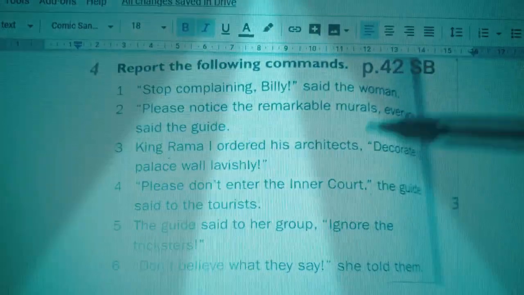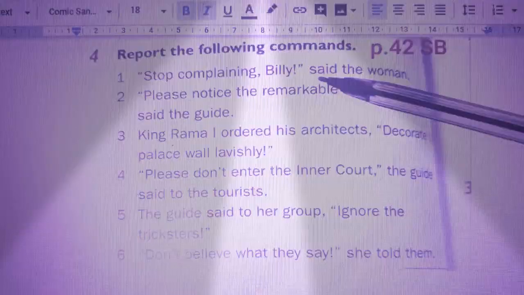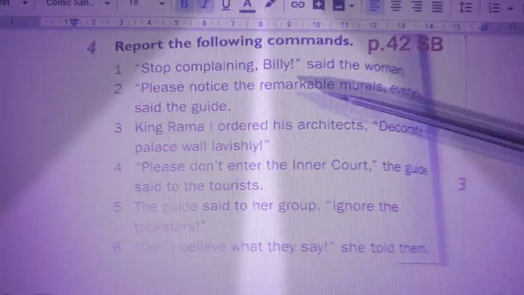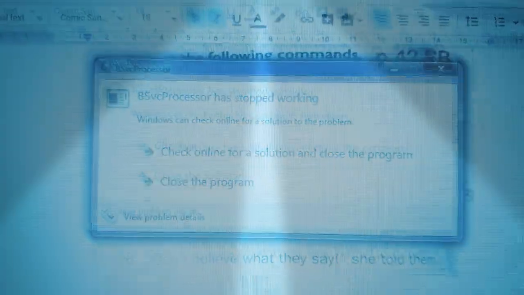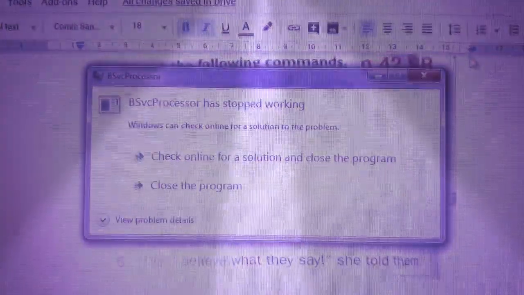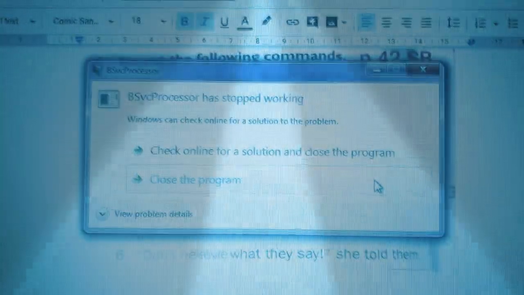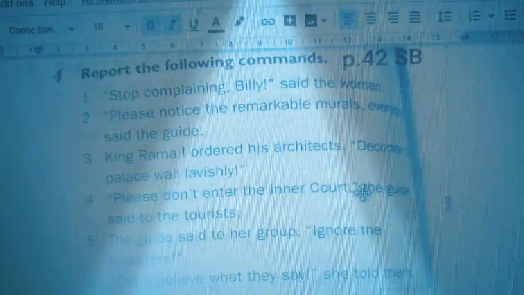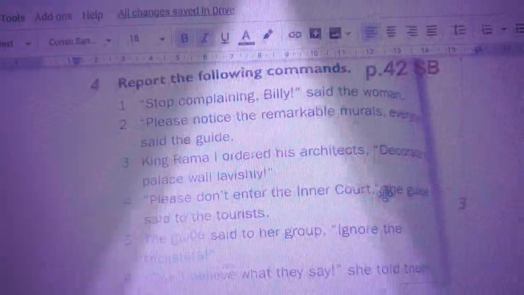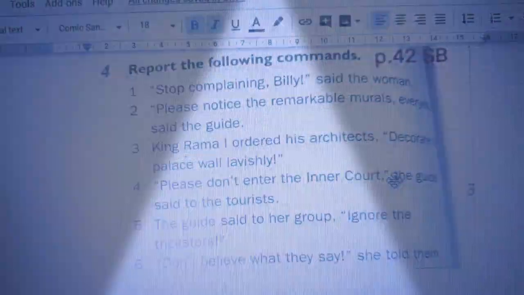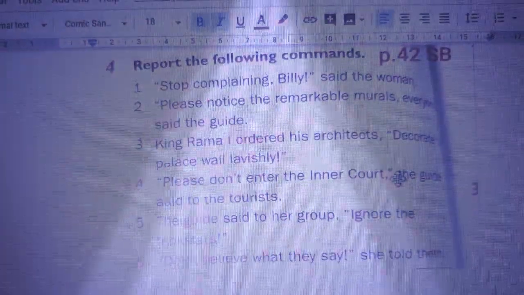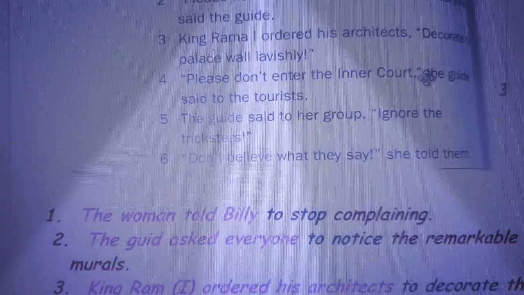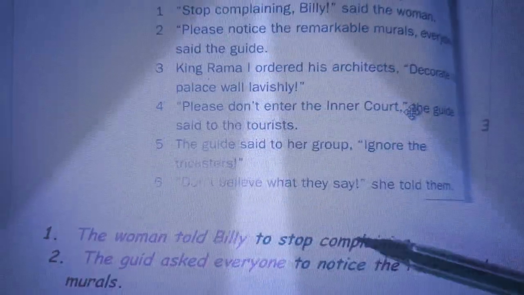No. As I told you, we use told, okay? It's suitable to use told here because I have Billy. Okay. So as I told you now, stop complaining, Billy, said the women. The woman told Billy to stop complaining. Let's see if my answer is correct. The woman told Billy to stop complaining.